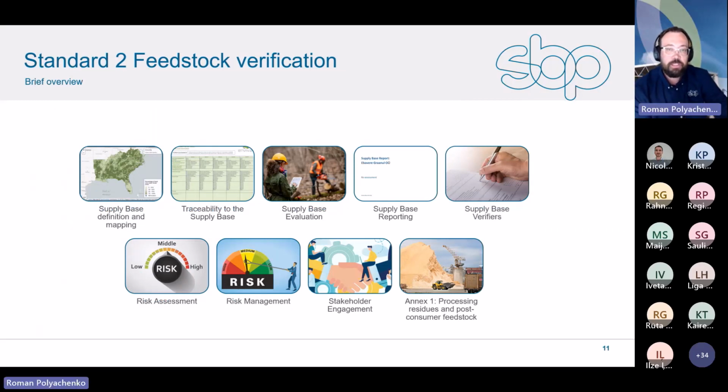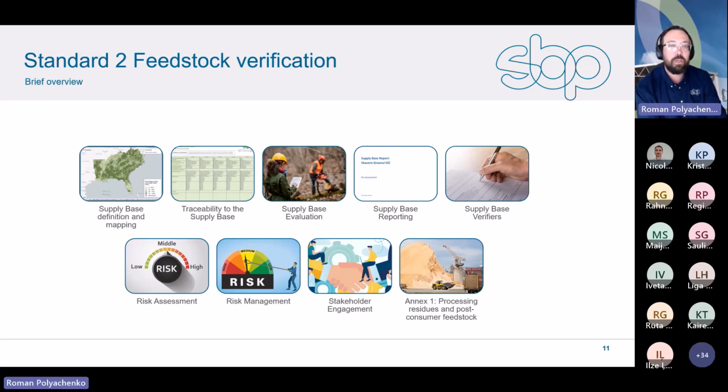So here we will discuss the key components of Standard 2. Again, it's a short version of the presentation. Obviously, there is a whole online presentation on Standard 2 online, which you should watch separately. But here we will just have a recap and focus on a couple of very critical topics. So Standard 2 outlines the necessary steps for organizations to properly evaluate and manage potential risks associated with sourcing biomass feedstock. The structure has slightly changed compared to version 1, and the requirements have been rewritten.